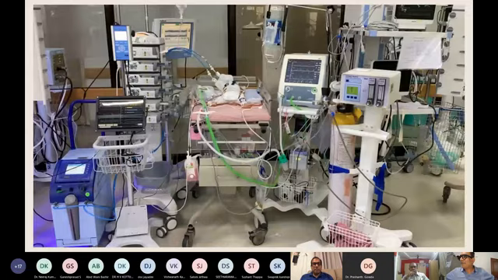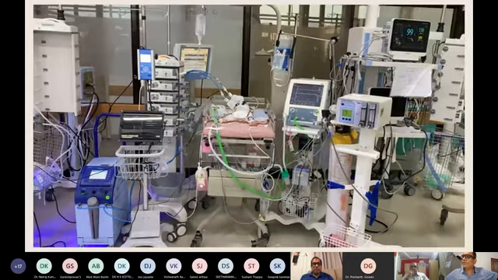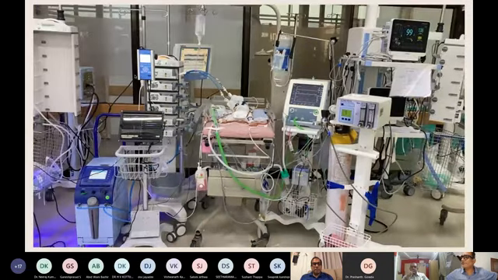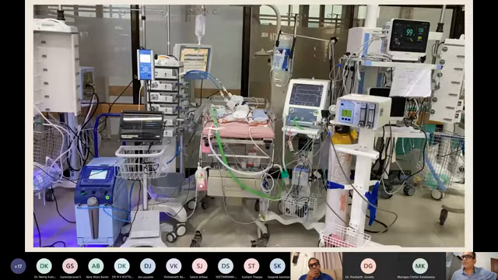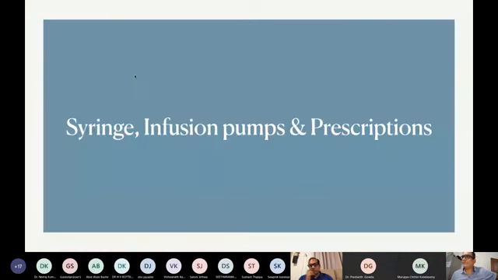What happens is, in the past, we used to take data from all these things by hand, which is quite cumbersome and complicated. So the current concept is trying to digitize everything, and that's what the previous speakers have highlighted. I'm going to focus on certain areas of my topic today: syringe, infusion pumps, and prescriptions. Excuse me for a second, I'll just switch off the fan so that you can hear clearly.